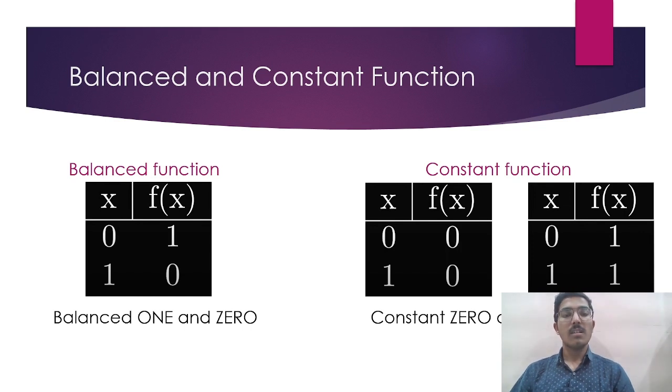Here we can see a clear comparison between a balanced function and a constant function. In the balanced function, x is used as input and f of x is the output. Here we can see a clear result of a balanced function, where the output gives 1 and 0, so it is balanced. In the constant function, regardless of any input x, f of x gives only one constant value, either 0 or 1.